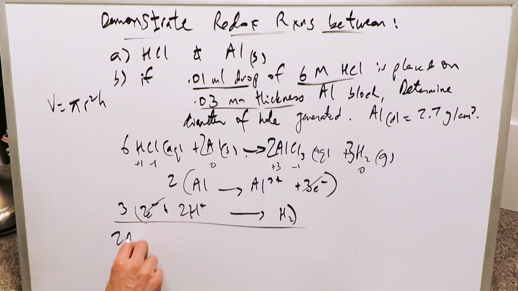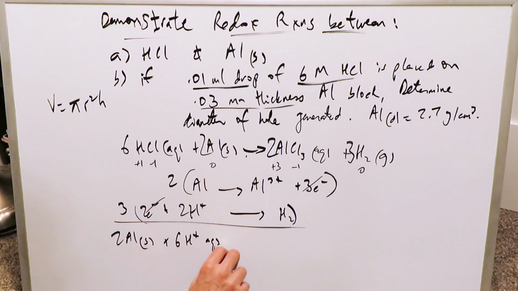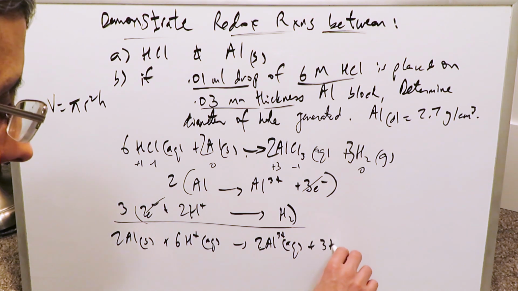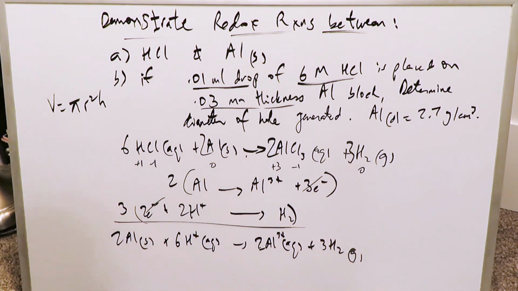You'll end up seeing 2 aluminum solid plus 6H+, this is aqueous, will give you 2 aluminum, these aqueous ions, and then you'll have plus 3 hydrogen, and you'll see this. Now we have a balanced reaction. This balanced reaction should be good. We have 6 positives here, 6 positives here, 2 aluminums, 6 hydrogens. We're good. I'll transfer this reaction here on the top because now part A has been done. We just have to worry about part B.